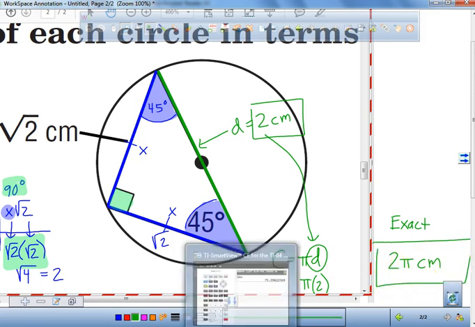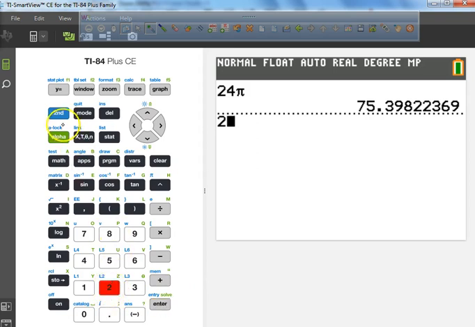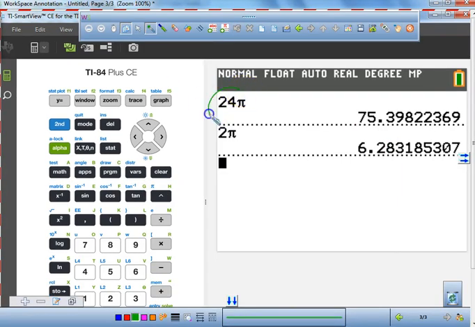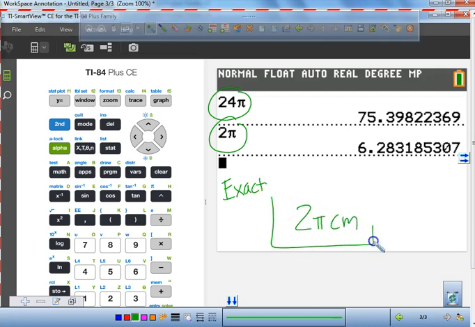So the exact answer is not the approximate value that you get. Remember, these are your exact answers in terms of pi. So our answer for this was 2 pi centimeters. You can put that on your paper and know that it's going to be counted 100% correct.